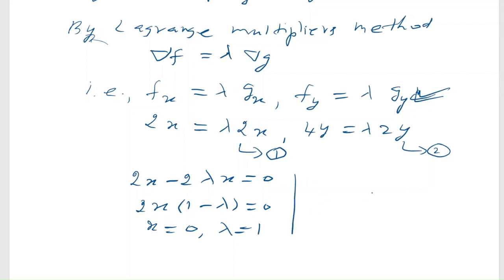From equation 2, and also we have another one, that is x square plus y square equal to 1, that is called constraint. I write here the constraint is x square plus y square equal to 1. That is g of x comma y equal to k model. Let it be equation number 3. We put x equal to 0 in equation 3. So x equal to 0 implies from this equation 3 y square equal to 1. So y equal to plus or minus 1.